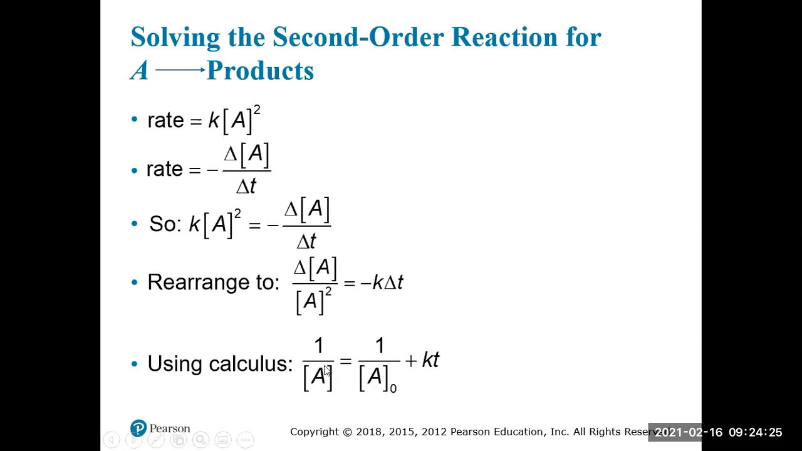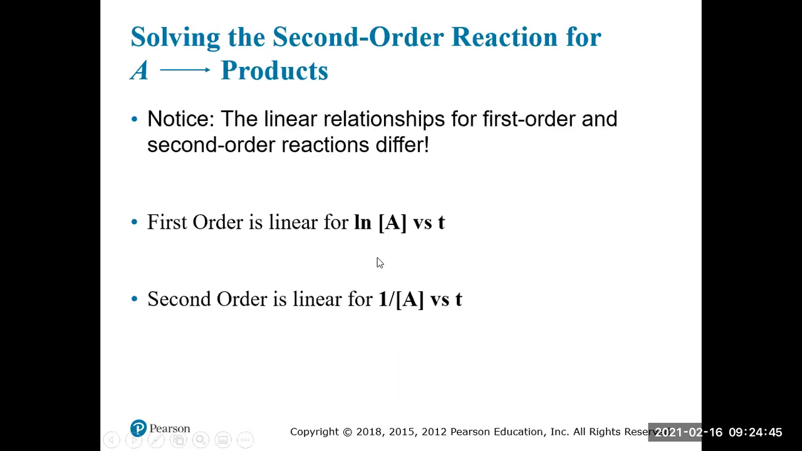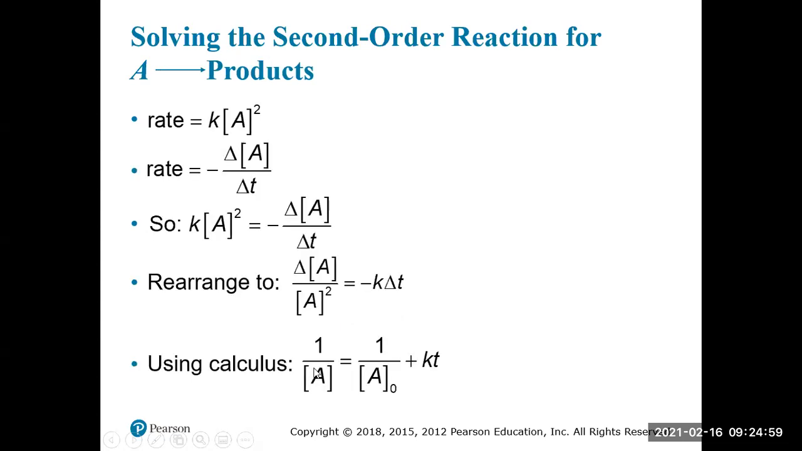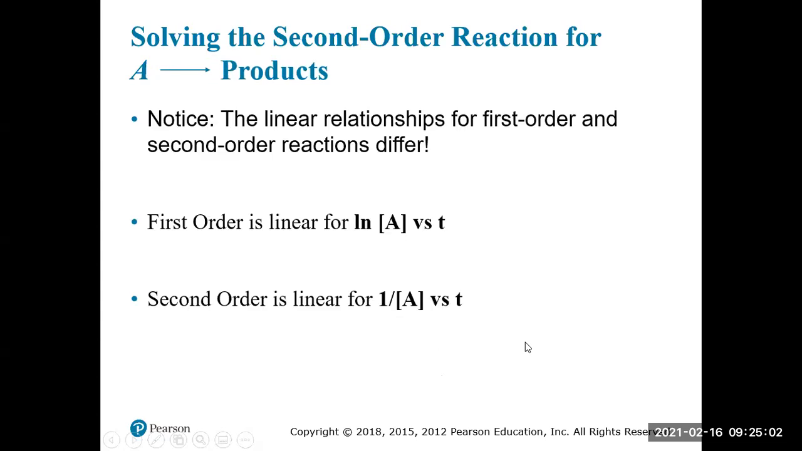So this would be y equals mx plus b. So this b is 1 over A0, that's the y-intercept. Y is what we're plotting on the y-axis, and x is the t, the time, which we're plotting on the x-axis. So what we saw is, for first order, we had natural log of A versus T to get something that was linear. And for second order, it's 1 over A versus T. So in other words, 1 over A plotted versus T, we get that linear plot.